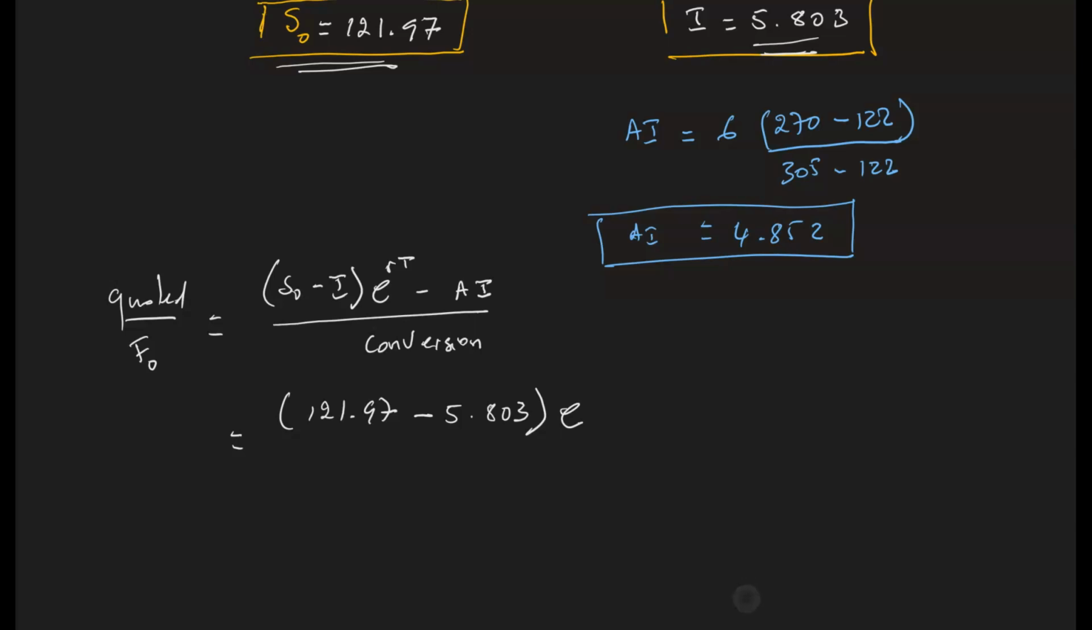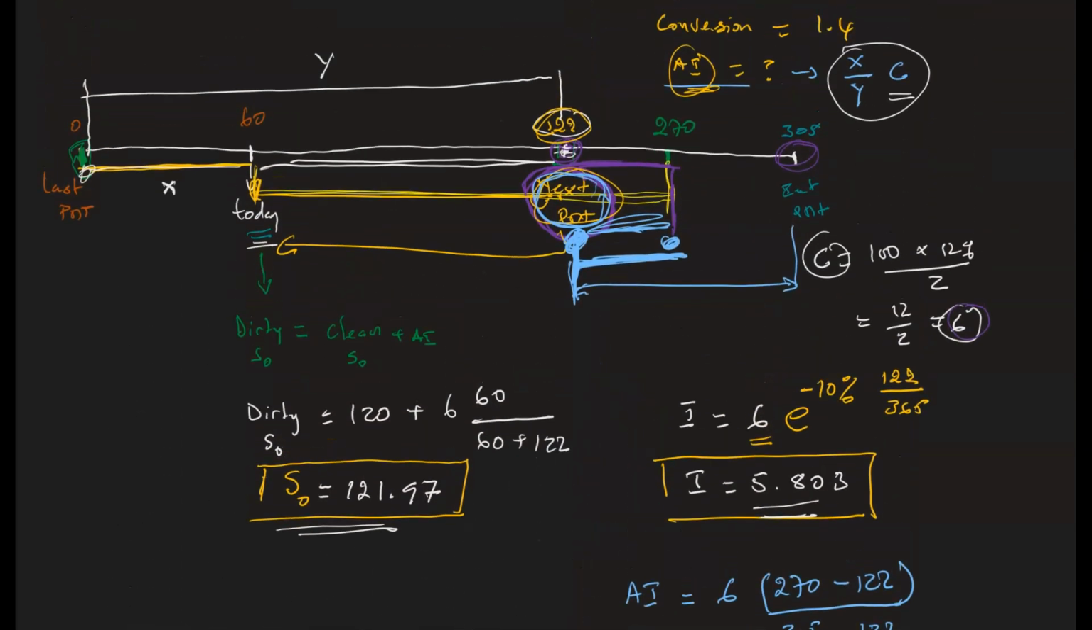Future value of that is exponential of 10%, so that's going to be 0.10 multiplied by t here, and t in this case is going to be the distance between the periods. That's going to be expiration and today, and the expiration and today is going to be 270 divided by 365, and from here we're going to subtract our accrued interest, which is 4.852, and divide all of that by our conversion ratio, and our conversion ratio is going to be 1.4.